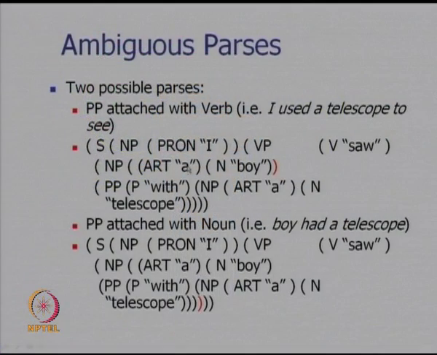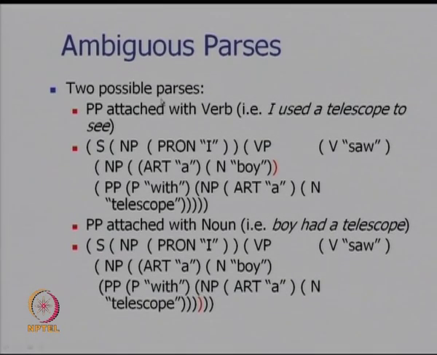And when multiple parse trees come out from a sentence, what do we do? We have to choose one, and we choose this one by a scoring mechanism through probability. Looking at the slides, two possible parses for this sentence, I saw the boy with a telescope, are these.